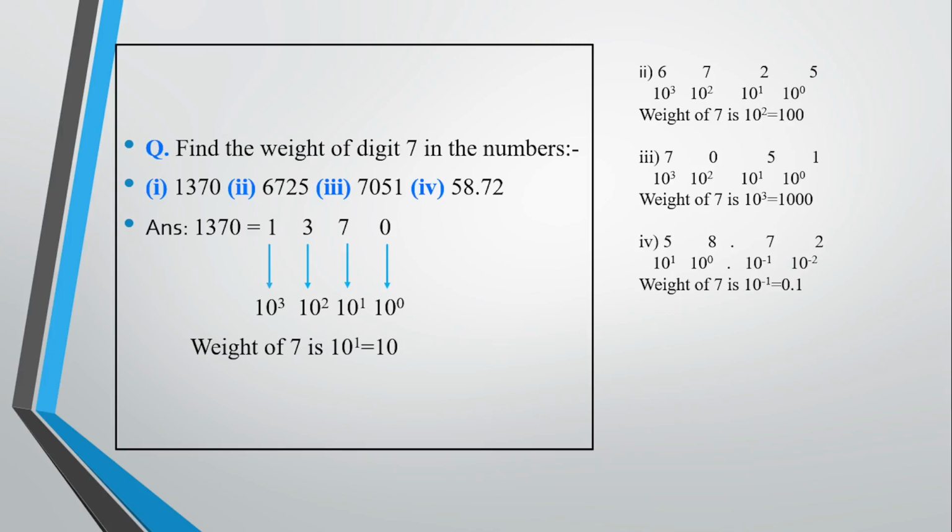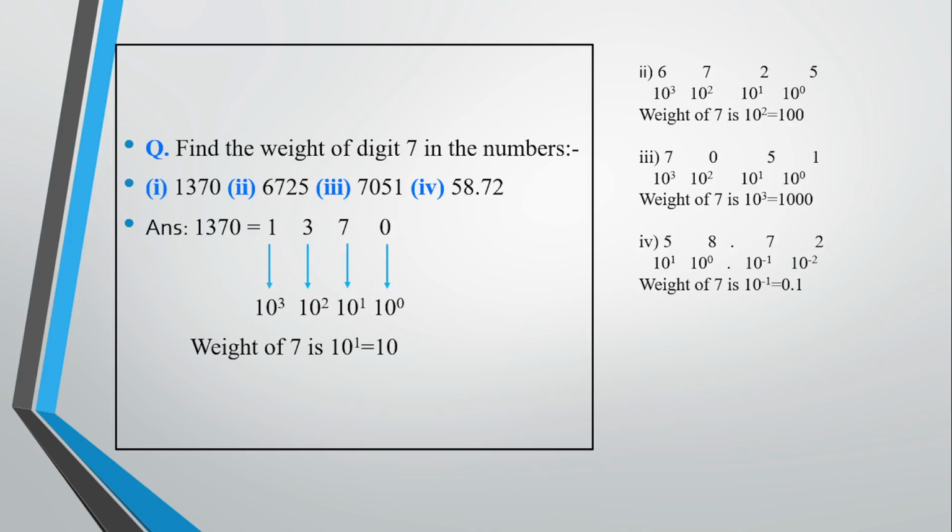So after knowing weights of whole and fractional decimal numbers, let us solve a problem of weight, an example of weight. So we have here four decimal numbers, where the fourth one is a fractional number, a combination of fractional and whole number with decimal point. In each number there is a digit 7, and we have to find the weight of digit 7.